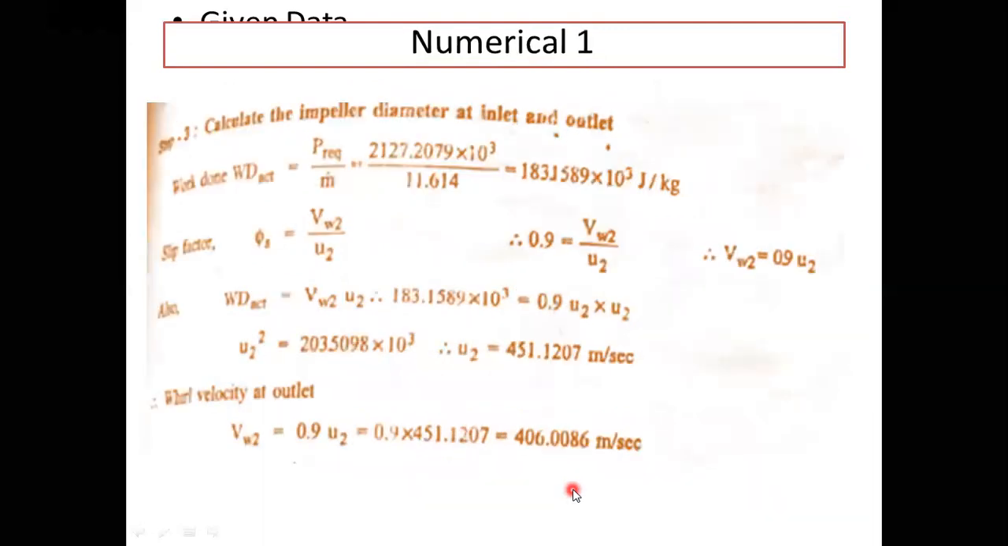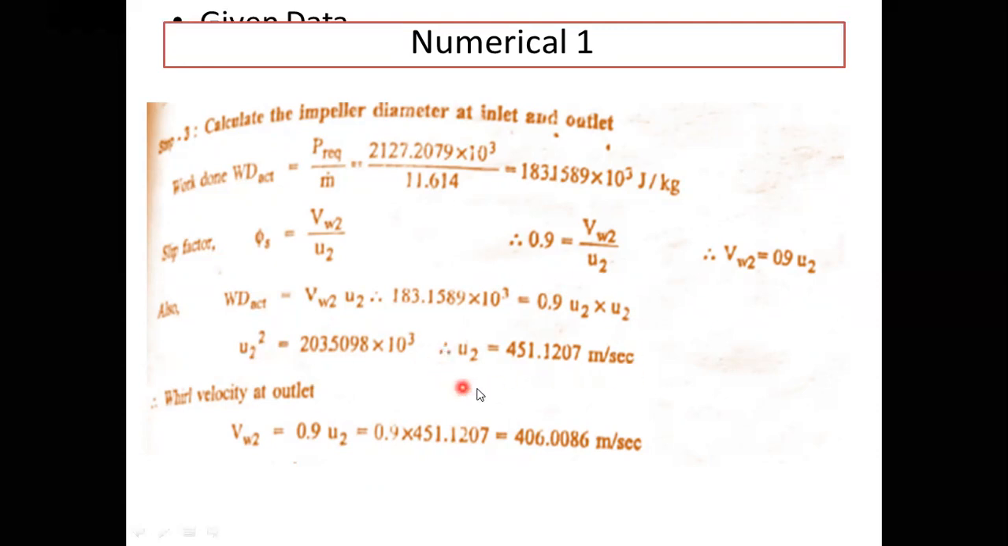Next, calculate the impeller diameter at inlet and outlet. We know the work done actual. We have calculated the work done using the power required and per unit mass, actually work done per kg. We also have the slip factor, phi is equal to Vw2 upon U2. From this, we will get Vw2 basically. Once you get Vw2, we put it in the actual formula of work done, and then we will get U2.